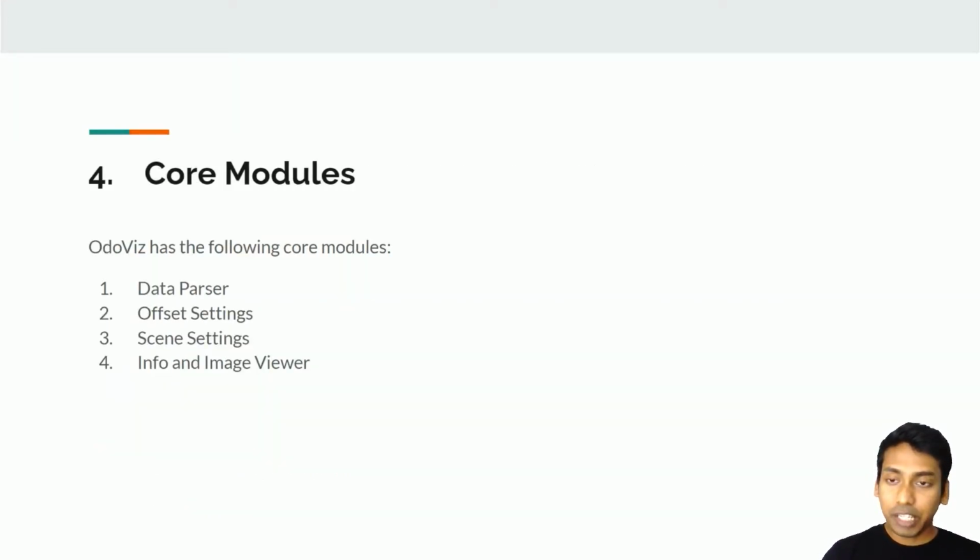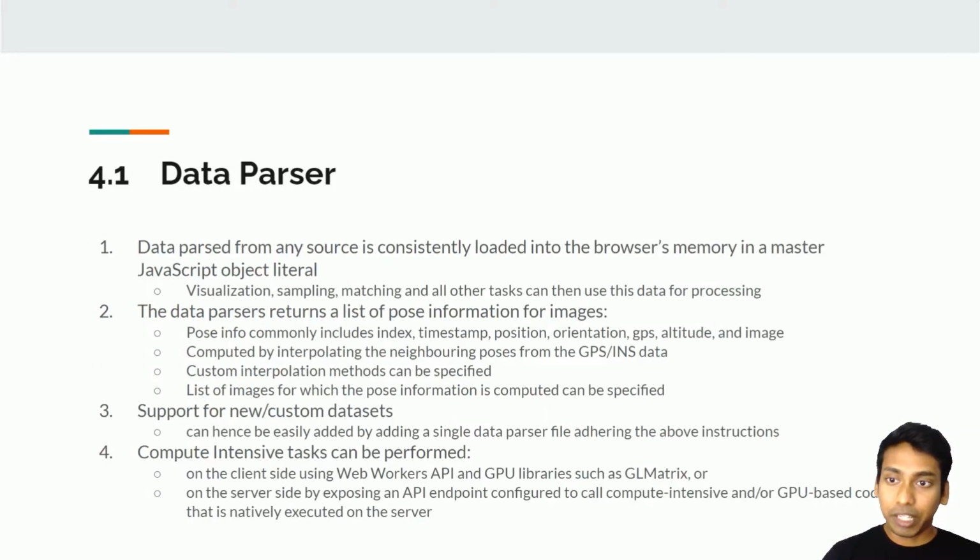So OdoViz is made up of 4 core modules. One of the main ones is the data parser. Each dataset is associated with a data parser. The data parser for any dataset will consistently return a list of poses with all the data necessary, and this list of poses will be loaded into the browser memory and will then be used for further tasks like visualization, sampling, finding pose correspondences, etc.